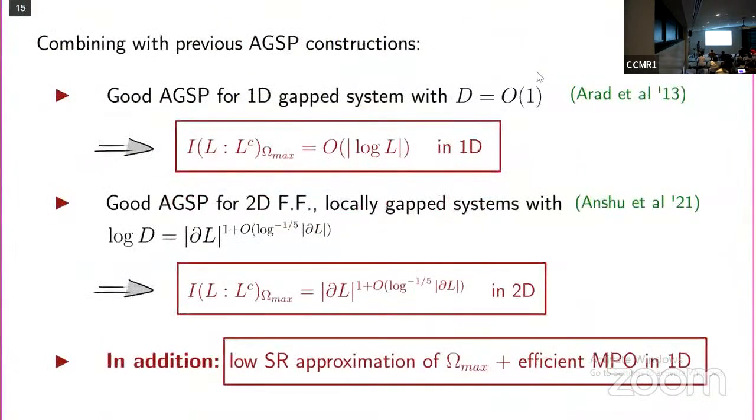Okay, and in addition, if we plug in the previous construction for the AGSP that we had for 1D and 2D, then we get an area law for these cases where we have high degeneracy. And in addition, we can show that it also implies, in 1D at least, an efficient tensor network representation of the MPO that represents the maximally mixed state.